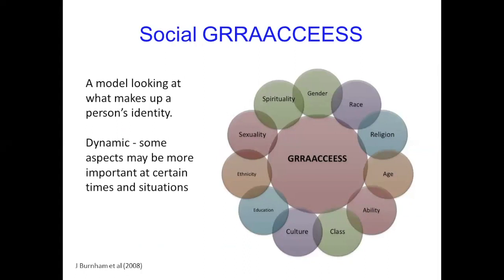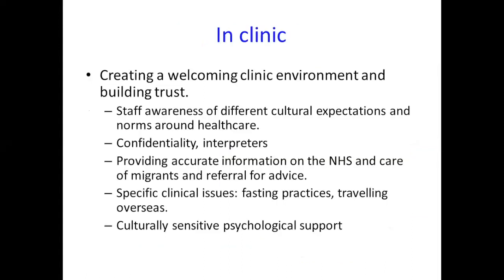Another model I use sometimes is the social graces theory, which comes from psychology. And this is a model looking at what makes up a person's identity, which are listed in that circle on the right. And it's important to know that these aspects are dynamic. So some may be more important to a person at some times than others. So again, thinking about the person in front of you in clinic, what is more important to them at that particular time. And how can we make our clinics more approachable, and how can we build trust of our patients?